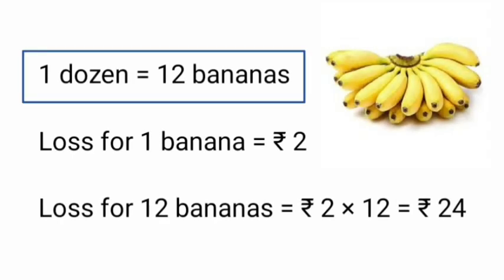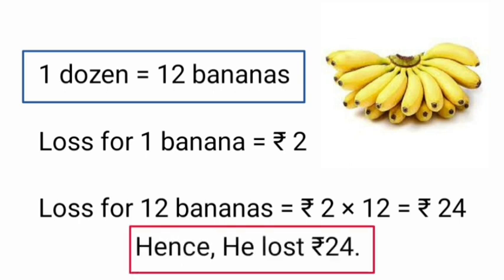1 dozen bananas is equal to 12 bananas, which we know very well. He sells 1 banana at a loss of ₹2. For 12 bananas, ₹2 times 12, which is equal to ₹24. Hence, he lost ₹24 by selling 1 dozen bananas.